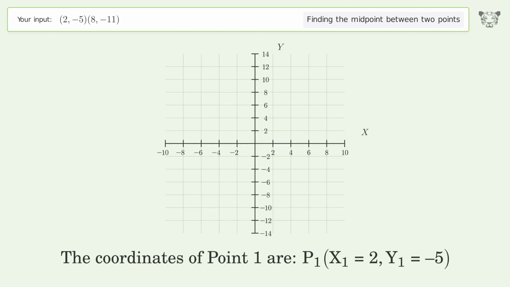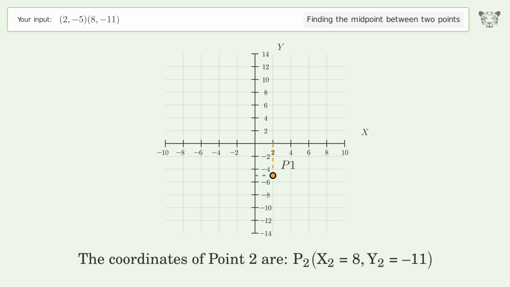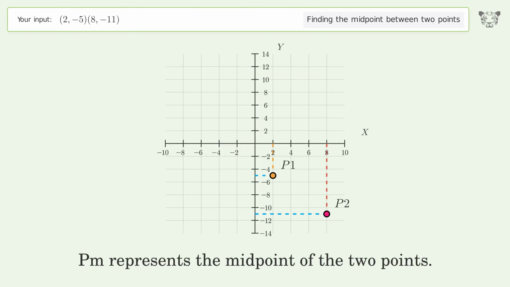The coordinates of point 1 are x1 equals 2, y1 equals -5. The coordinates of point 2 are x2 equals 8, y2 equals -11. PM represents the midpoint of the 2 points.